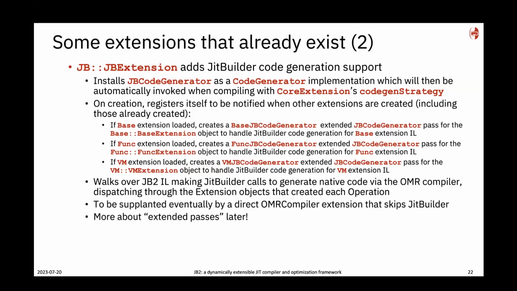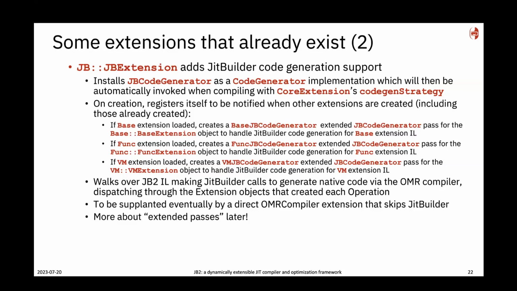All of that was sprinkled throughout the whole compiler, and I didn't like it, and I got annoyed with it, and decided that I wanted to have a JitBuilder extension where all of the details of JitBuilder were hidden away inside that extension, so that in principle, if you didn't want to use JitBuilder, or say you wanted to use the OMR compiler directly, or say you wanted to use LLVM, you could load an extension that would provide that support without having to have it all sprinkled throughout the code base.